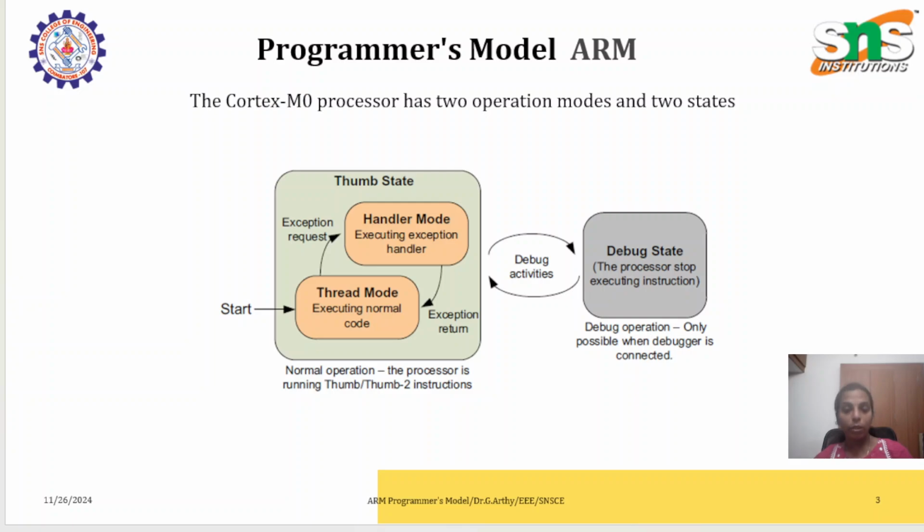When it comes to the debug state, the processor starts executing the instruction, right? And when it is executing normal code, the thread mode will be in operation. If any request or interrupt comes in, then the request is given to the handler mode, which executes exception handlers, checking which processor and what resources are available, and then the exception return. Again, after completion of this interrupt, it returns back to resume its normal position.